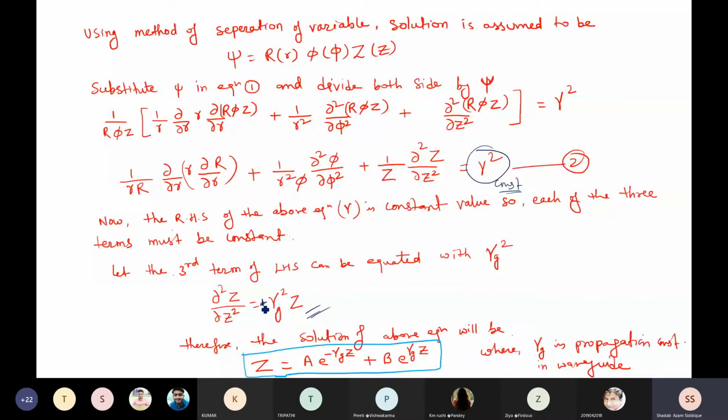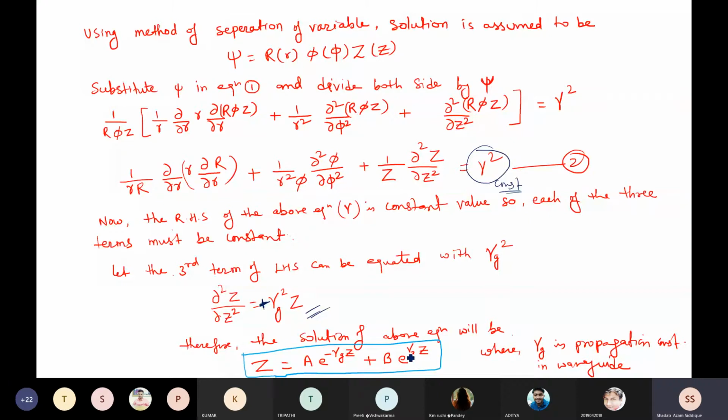If you take the solution of this differential equation, the second order standard differential equation, by CF plus PI, you can find out the solution. So the solution for Z comes out to be A e to the power minus gamma g into z, plus B e to the power gamma g into z, where gamma g is equal to the propagation constant in the waveguide.